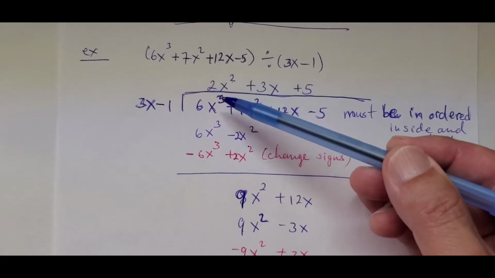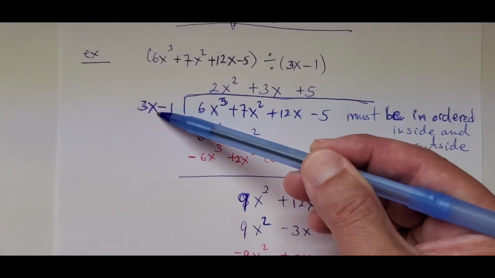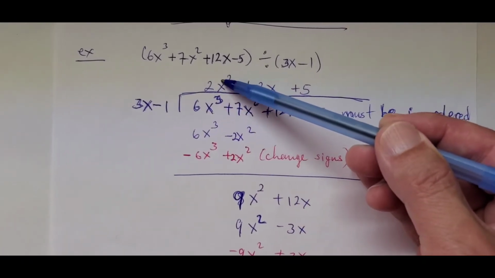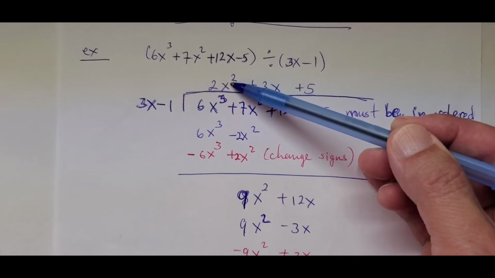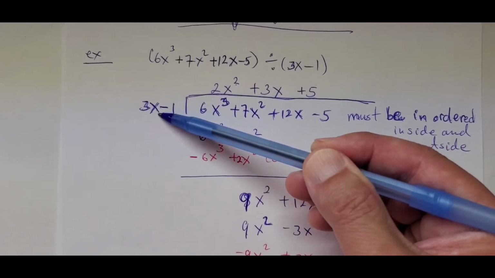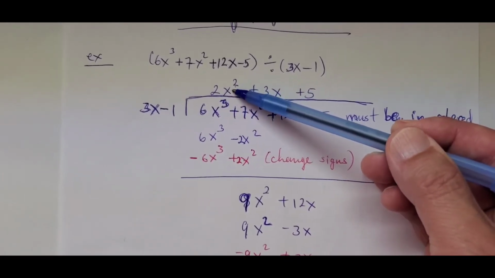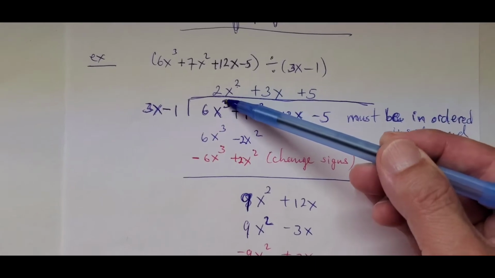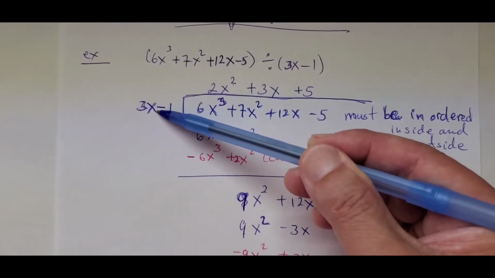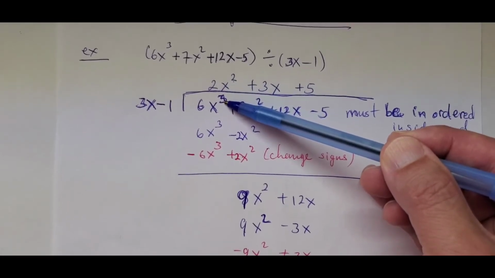Next, here you have x cubed. Over here you have 1x. So therefore I need x squared. This is x cubed, this is 1x, so to make them the same, I need 2 more.